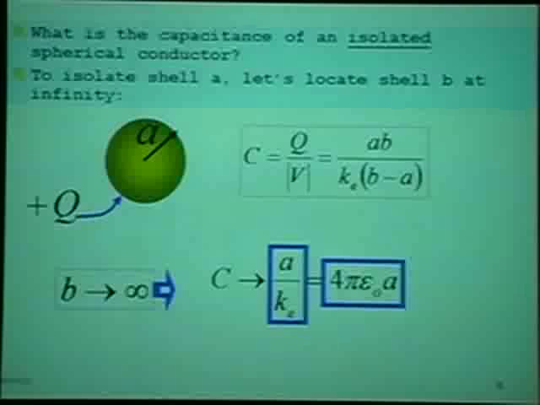This is the result I want you to take note of. So this is the capacitance of an isolated sphere. It's simply the radius of the sphere divided by k.